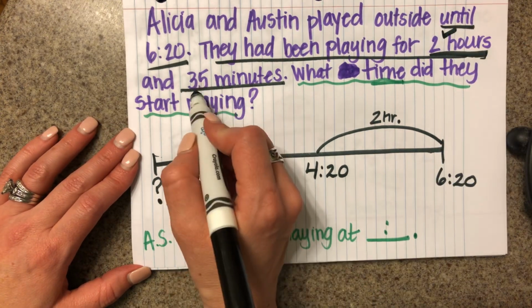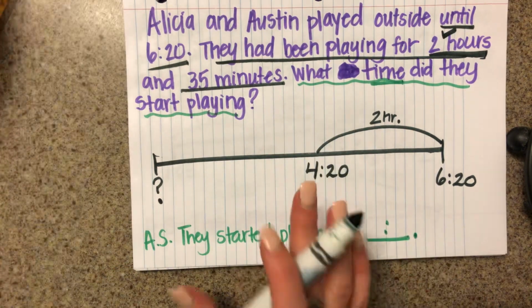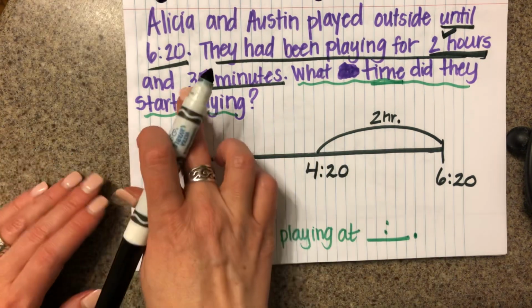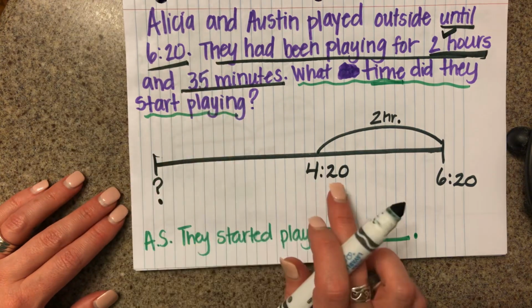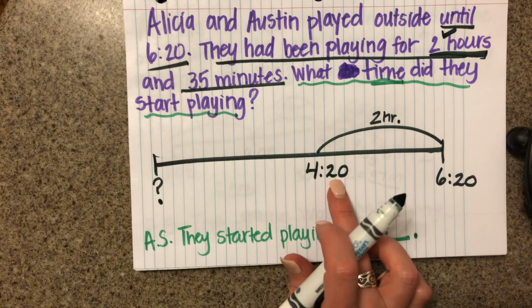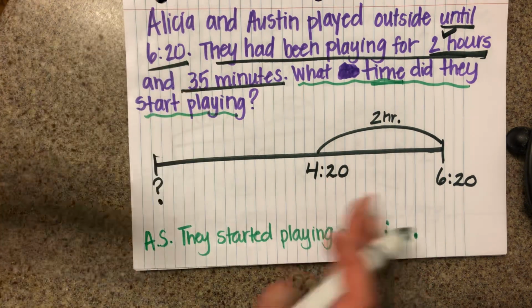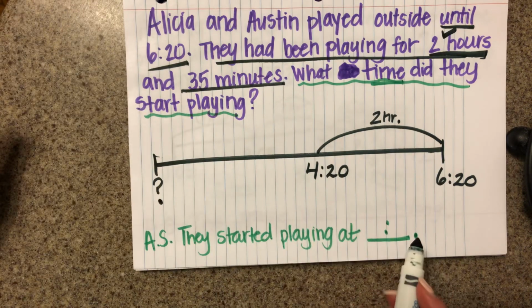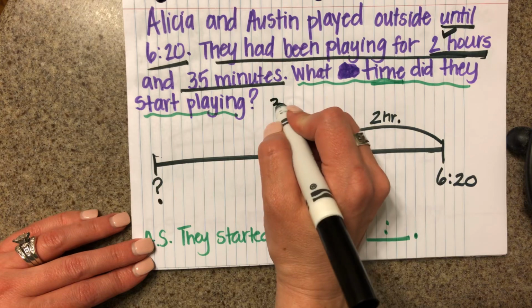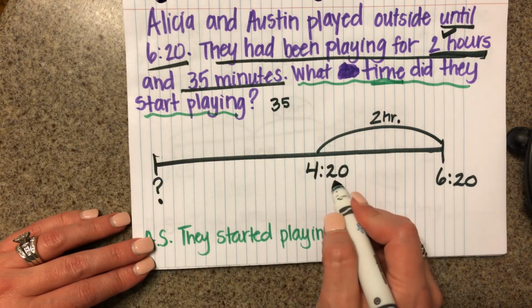Then it also said they'd been playing 35 minutes. Just like in our problem earlier, where we had to split up the 35, we're probably going to need to do that again here, because we're at 4:20, and if I'm at 20 and I'm taking away those 35 minutes, it's going to get a little bit tricky. So one way to do that is to split up the 35. I'm going to write the 35 like we did with the other problem, and I know that I'm at 4:20.